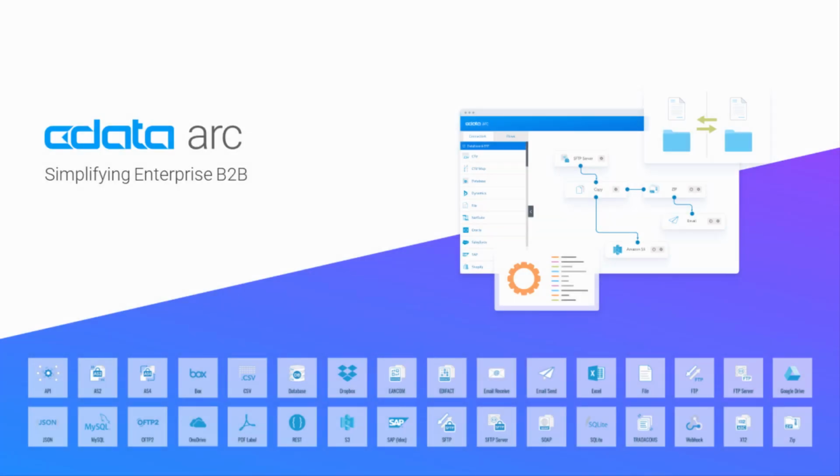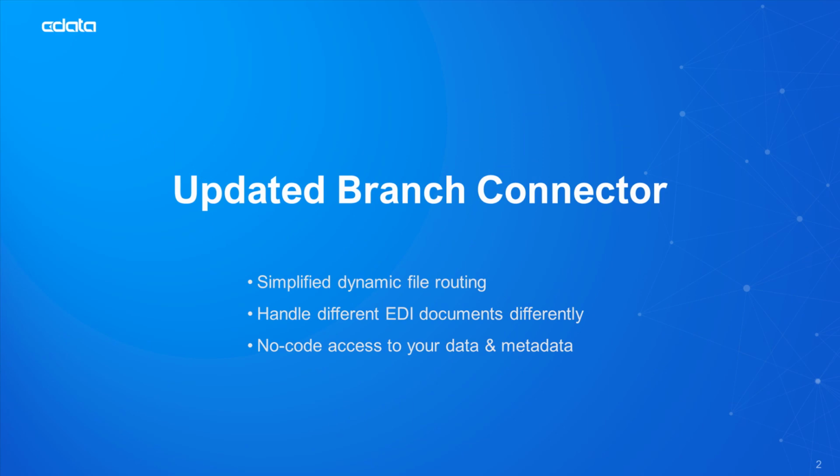CData Arc is an enterprise B2B integration platform that includes business logic capabilities like dynamic file routing. In this video, we'll see how the updated branch connector simplifies dynamic file routing for use cases like handling multiple different EDI document types from the same business partner.